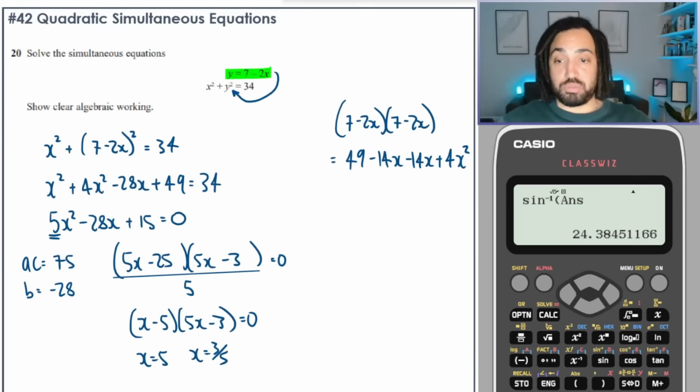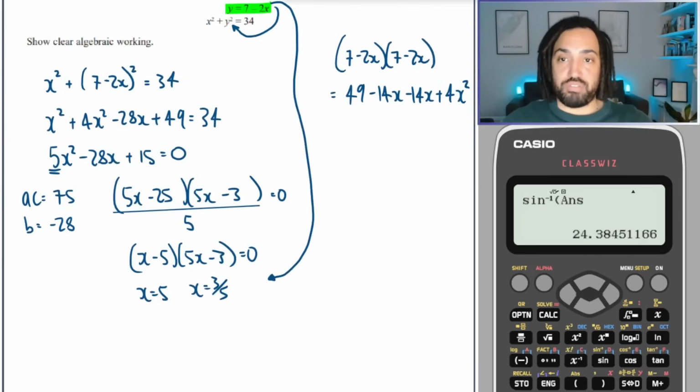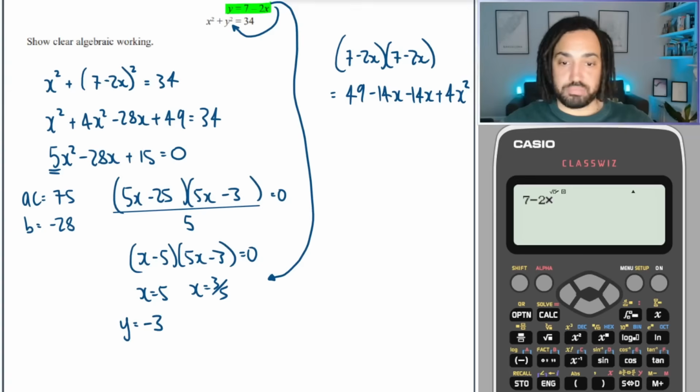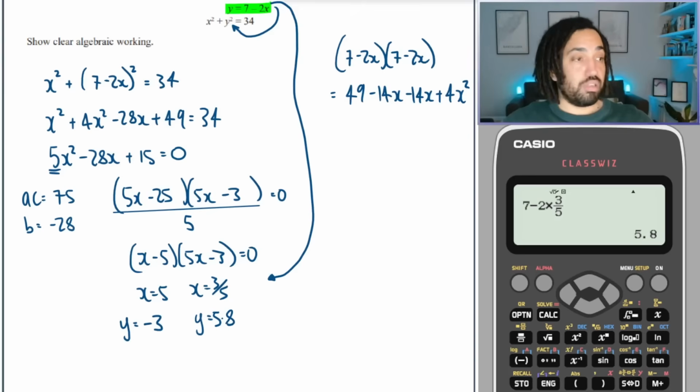Okay, now to find the corresponding y coordinates. Well, this equation up here is perfect. It tells me exactly what the y coordinates are going to be. Because the y coordinates are 7 minus 2 lots of the x. So 7 minus 2 lots of 5 is 7 minus 10, which is minus 3. And maybe I will use Mr. Calculator to do this last one. A bit lazy of me, I know, but what are you going to do? 5.8. Perfect.